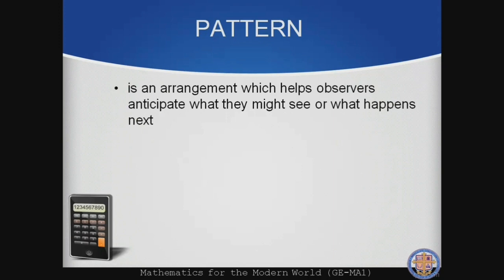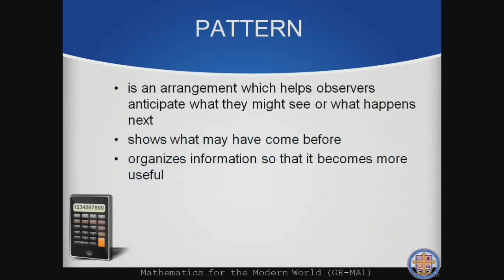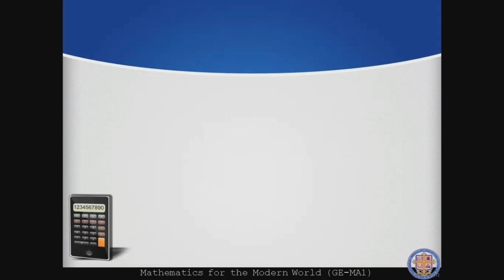Counting numbers 1, 2, 3, 4, 5, 6, 7, 8, 9, 10. Okay? Even numbers, if I say 2, 4, 6, 8, 10, what comes after 10? You know that's 12 because the difference is just 2. And also, in real-life situations, we have a lot of patterns. Shows what has come before, organizes information so that it becomes more useful.